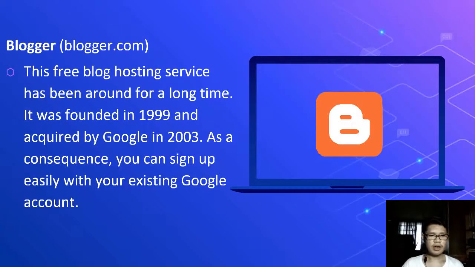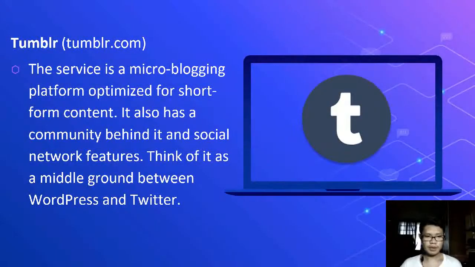Blogger. So this is a blog hosting service and it has been around for a long time. It was founded in 1999 and acquired by Google in 2003. As a consequence, you can sign up easily just by using your Google account. Tumblr, of course, you may know this. It is a microblogging platform optimized for short form content. So it also has a community behind it and social network features. So think of it as a middle ground between WordPress and Twitter.